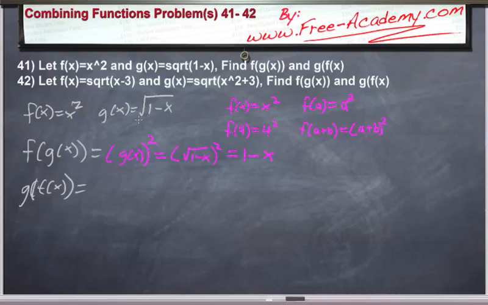You just take the value of g of x and you plug it in wherever you see x in the equation. Now we'll do the exact same thing to find g of f of x. I'll write 1 minus, and I'll put parentheses for where my x is, and then I'll write the value of f of x in there. So this will all equal 1 minus parentheses x squared, all under the square root. 1 minus x squared. And we just found f of g of x and g of f of x for problem 41.